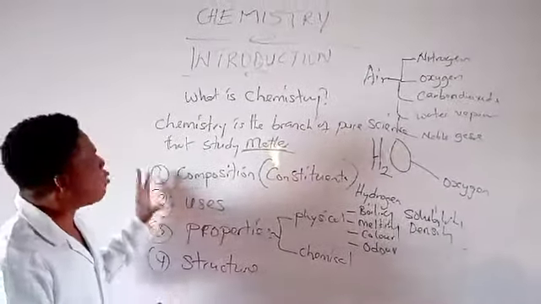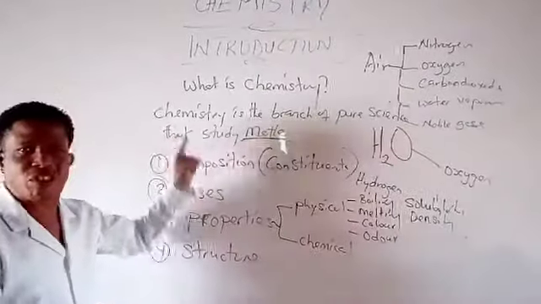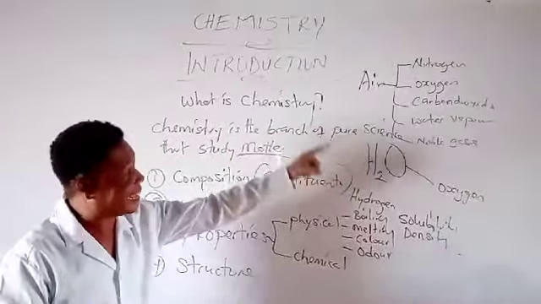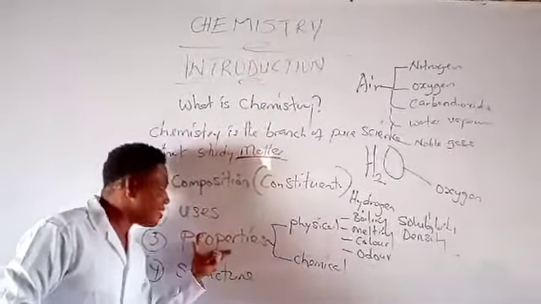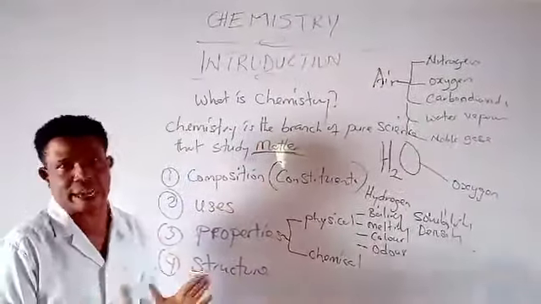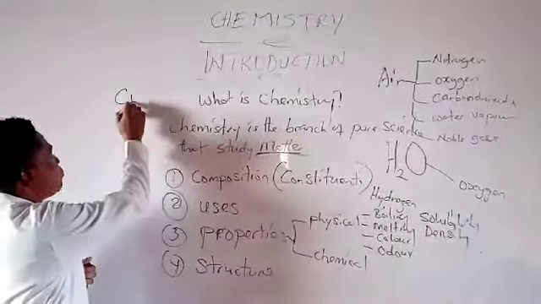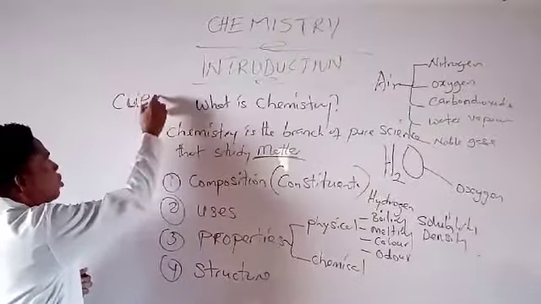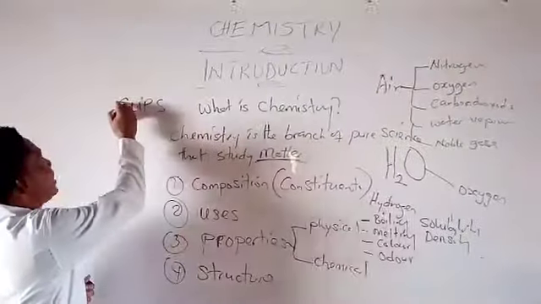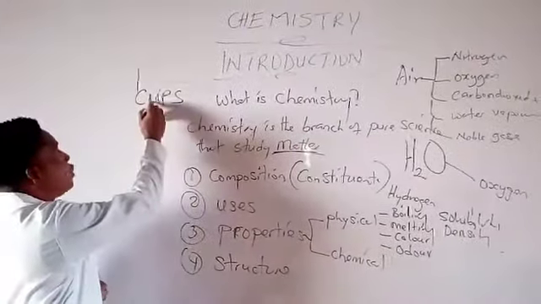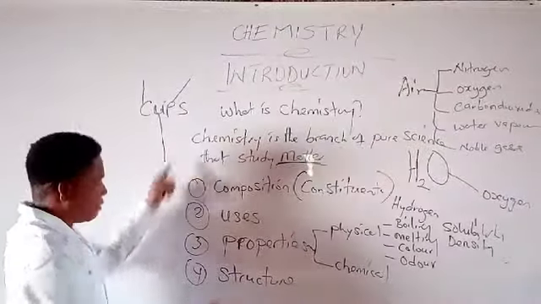So if I want to put all these things together to define chemistry, I will say chemistry is the branch of pure science that studies composition, uses, properties, and structure of matter. In a simpler way, with my mnemonics, I can say chemistry is the study of CUPS of matter. My C represents composition. My U represents uses. My P represents properties. And my S represents structure.